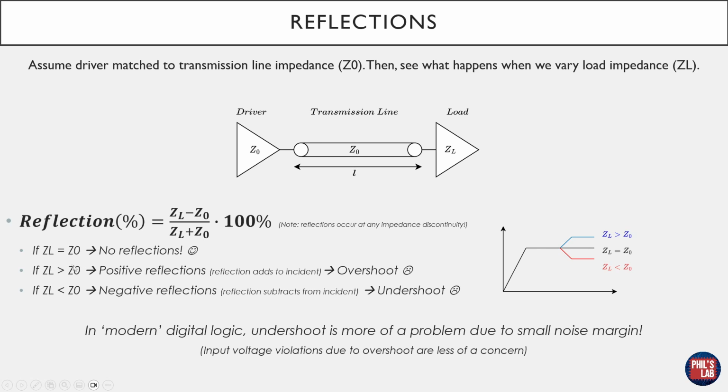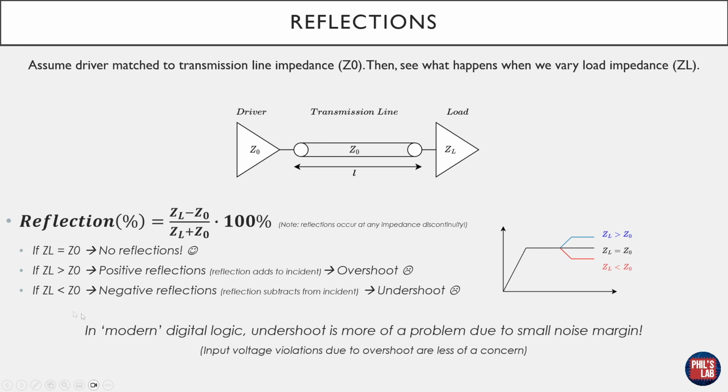If the load impedance is larger, we get positive going reflections, so the reflection adds to the incident wave, and this means we get overshoot, and this isn't a great thing. In general, you'll also probably know that the load impedance is typically far, far higher than transmission line or driver impedance. For example, the load impedance might be several kilo ohms, whereas the driver impedance or transmission line impedance will be maybe tens of ohms. Therefore, typically without termination, we can usually expect positive going reflections, because we have a far larger load impedance than the driver and transmission line impedance. This is a pretty big generalization though.